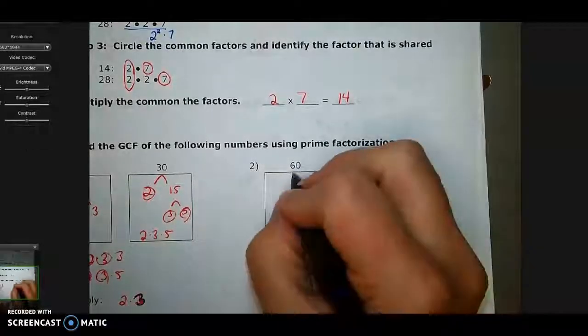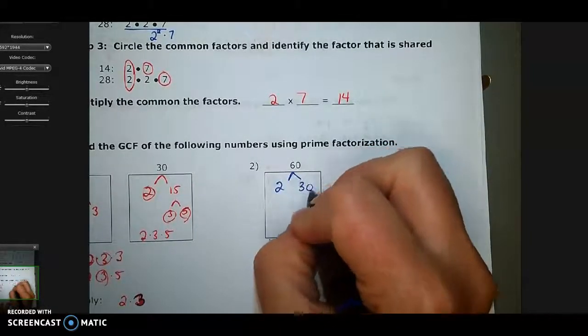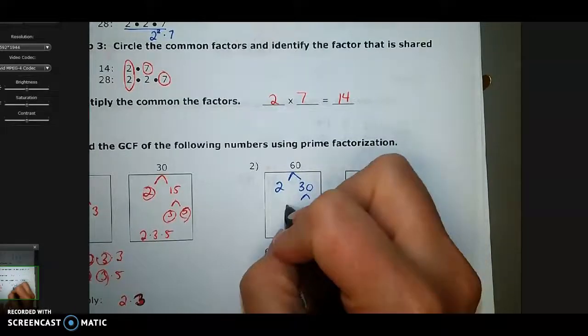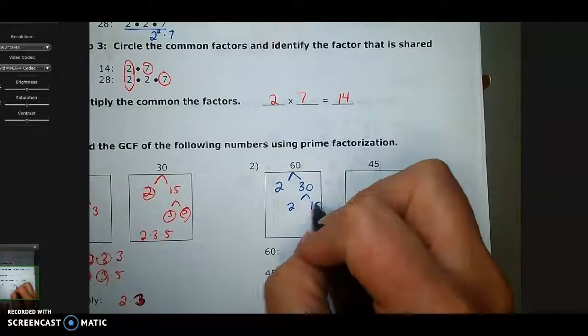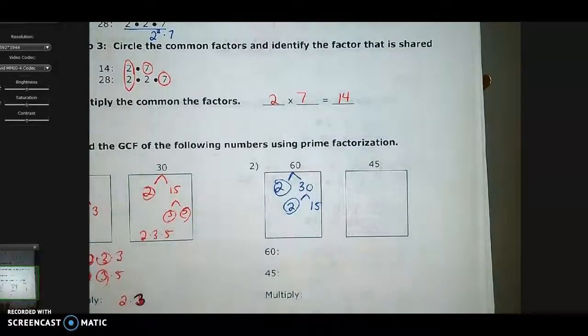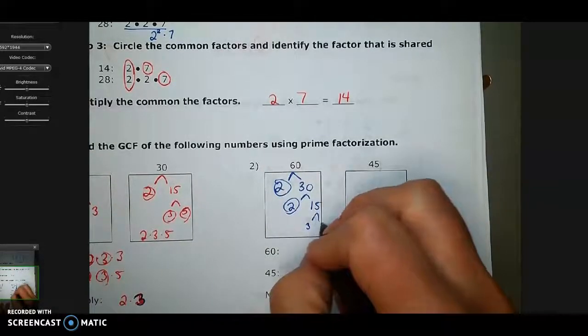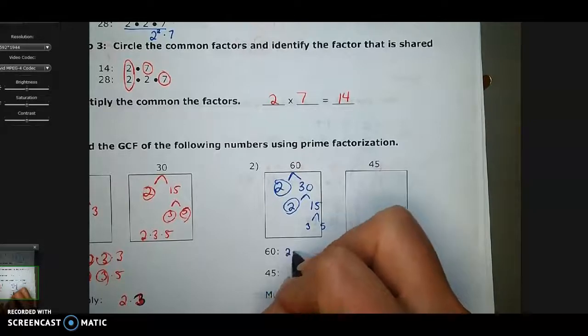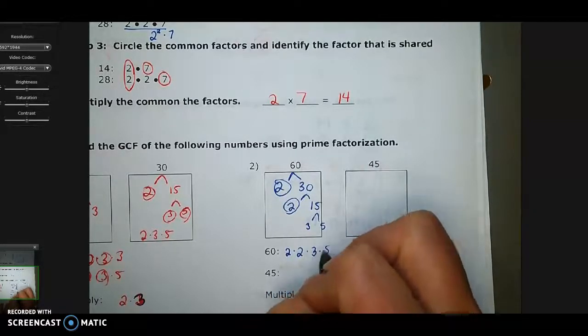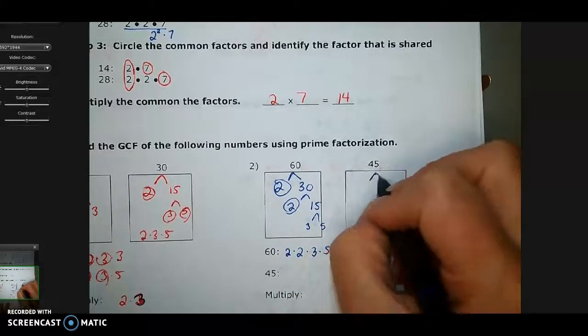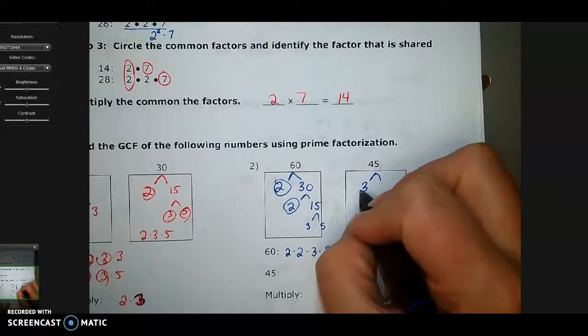60 and 45. I've got 2 and 30. And then can I go by 2 again? And I can. 2 and 15. And these 2's are prime, so I know that's like the end of the line. And then 15 is 3 and 5. So 2 times 2 times 3 times 5. 45, I can't do 2, but I can do 3.